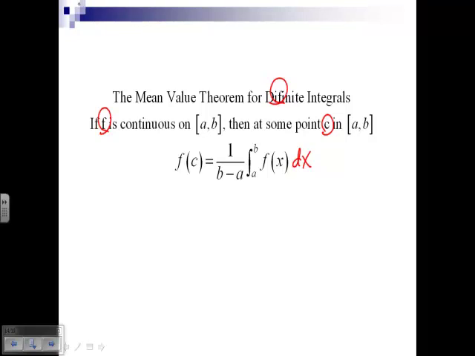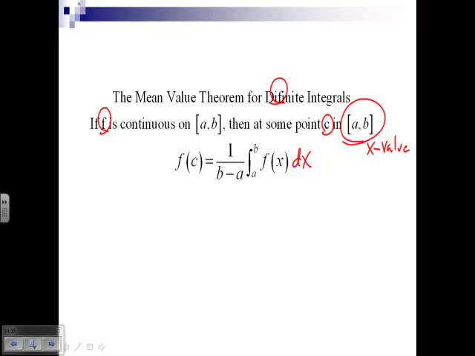Wait, I have a question, but this is kind of nitpicky. You said some point c, wouldn't it be c or f of c? There exists some point c. Remember this interval, these are just x values. Oh, okay. So c is in the right range, and then f of c is the right height.